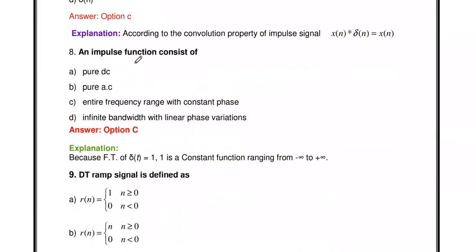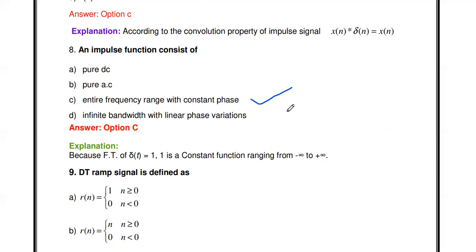Then the next question, an impulse function consists of dash: pure DC, pure AC, entire frequency range with a constant phase, infinite bandwidth with linear phase variation. Okay, so the impulse function, del of n, consists of entire frequency range with a constant phase. If you take the Fourier transform of this impulse signal, we will get the answer constant 1. That means it indicates all frequency components. So it contains the entire frequency range with a constant phase.